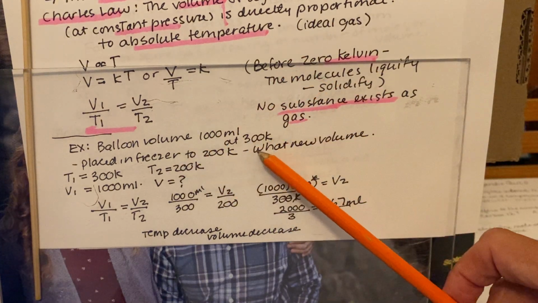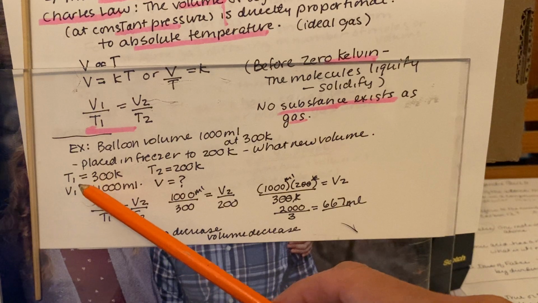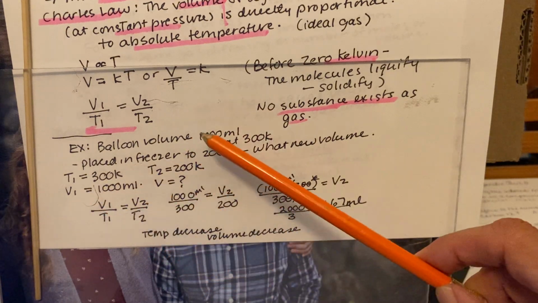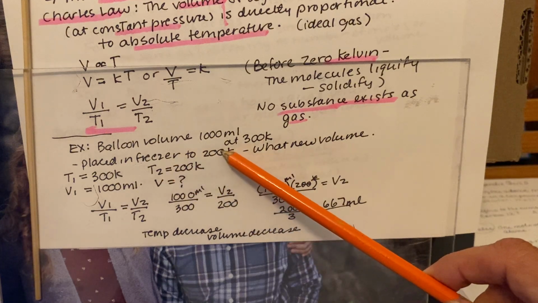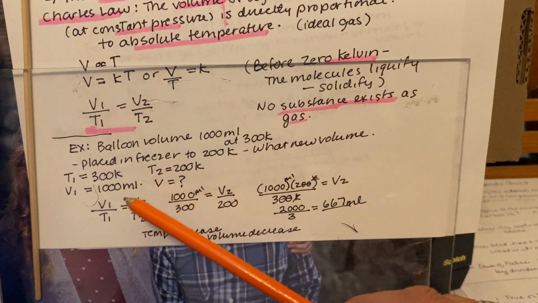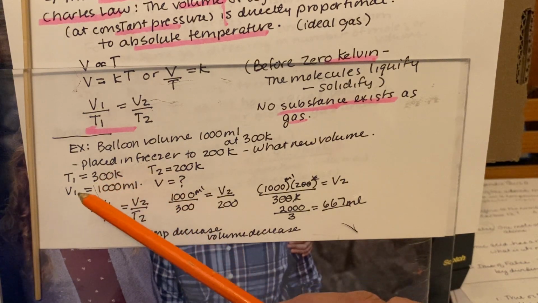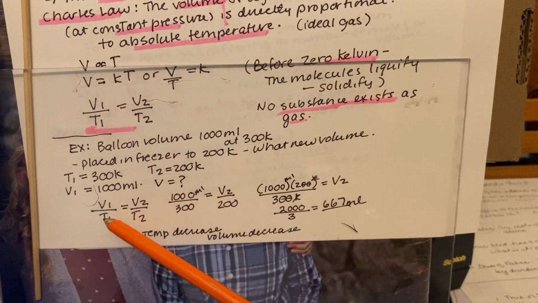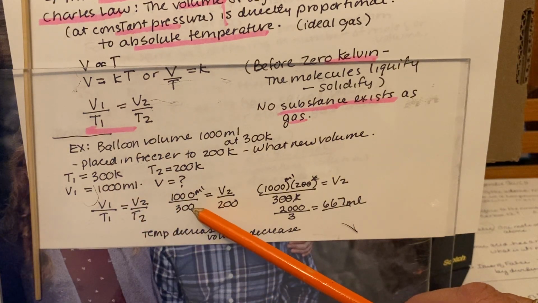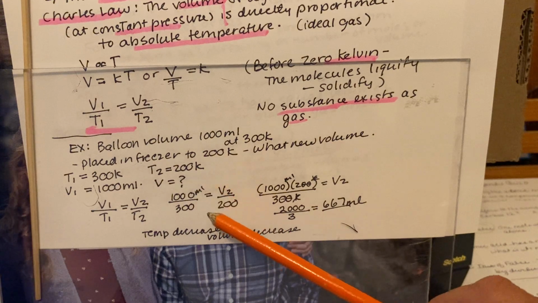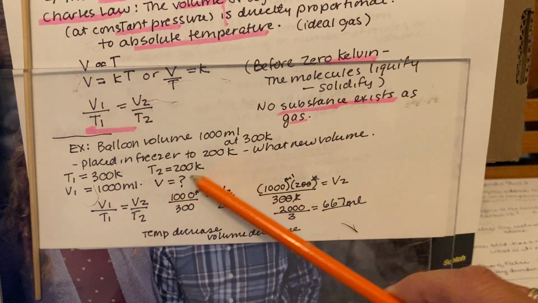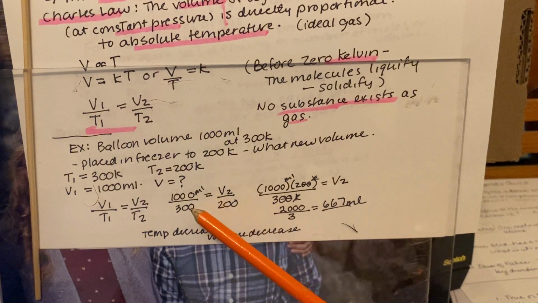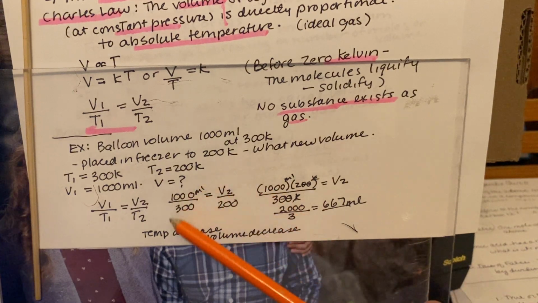We placed it in the freezer, so it's going to get cooler. The first temperature is going to be 300 Kelvin, right? The first volume is going to be 1,000 milliliters. The second temperature is going to be 200 Kelvin. So all you have to do is put it in that formula. V1 is 1,000, so we put down 1,000. T1 is 300, so we put down 300 here. And then T2 is 200, so we put that as T2 right here. You should put down the milliliters and the Kelvins. But anyway, this is the problem here.